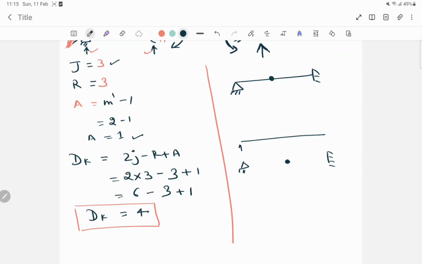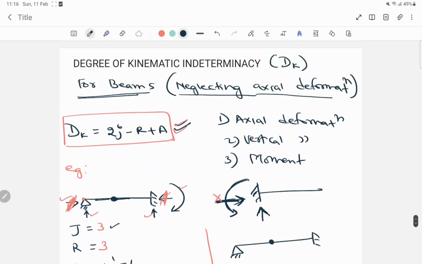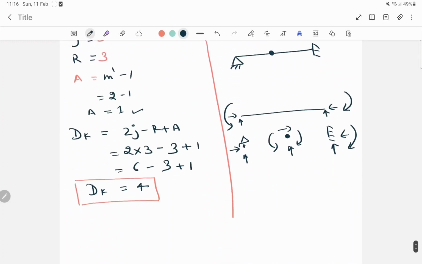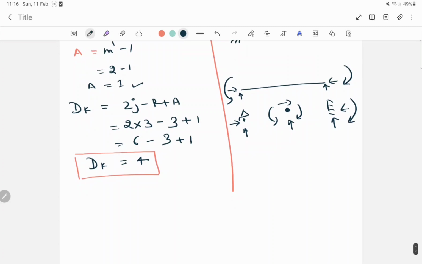So here how many? 1, 2 and 3. 1, 2 and 3. So here in the hinge 1 and 2, here 1, 2, 3 and 4, and here 1, 2 and 3. Now here this is a case where we have to neglect the axial deformation. We have to assume that this axial deformation is not present. So we have to nullify those horizontal forces which are acting here. So now what will happen, this and this will cancel out.